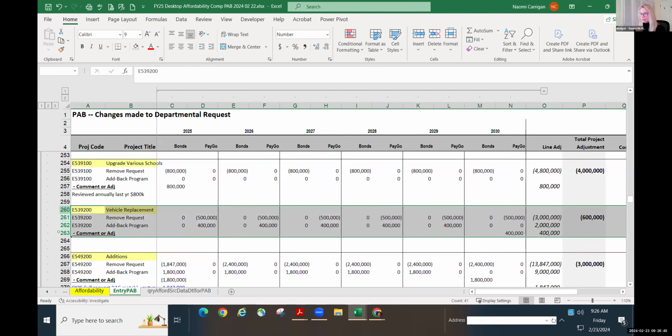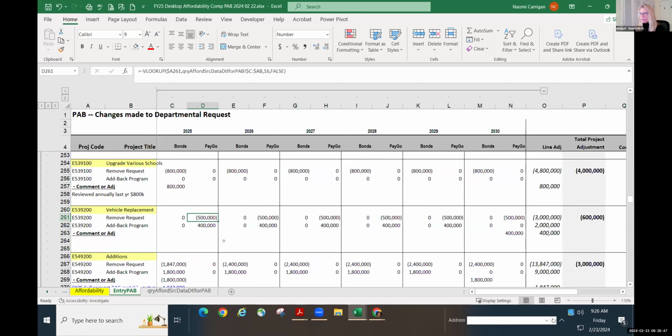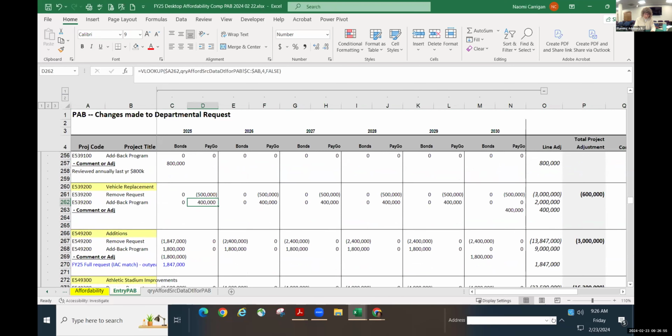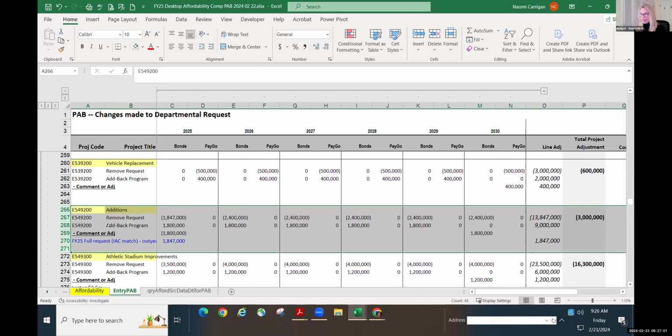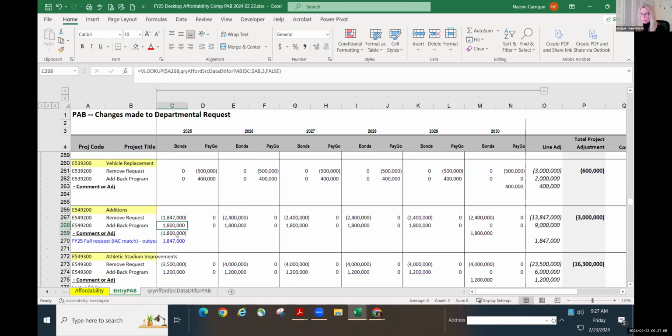Vehicle replacement. They were requesting 500. It was brought back to plan for 400,000 a year. Sure. Sounds appropriate. Okay, additions. This one has IAC funding tied to it. And so we've given them their full request of 1.847 million. But the out years were brought back to plan at $1.8 million.